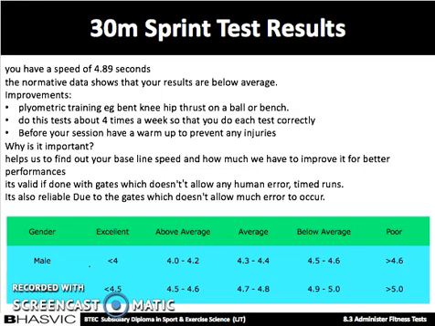We tested your speed in the 30-meter sprint test. We saw that you have a speed of 4.89 seconds, and looking at the normative data, we can see that your results are a little below average by 0.01 seconds. This means there is scope to improve your speed to average or even above average levels.